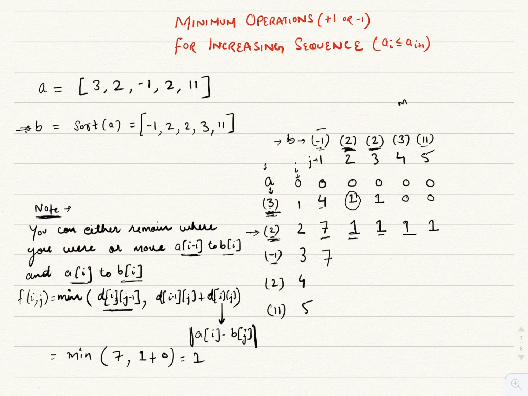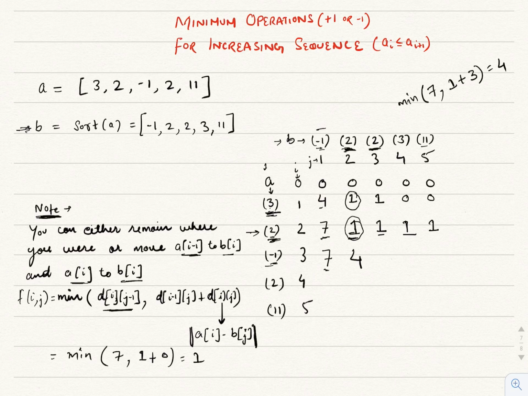Now for the next element to find, we want to find the minimum of: we either remain where we were, which is this 7, or we'll move 2 to 2. So the cost previously was this one, 1, plus moving minus 1 to 2, so minus 1 to 2 is going to give us 3. So the minimum of them here is 4. So we'll write 4 here.